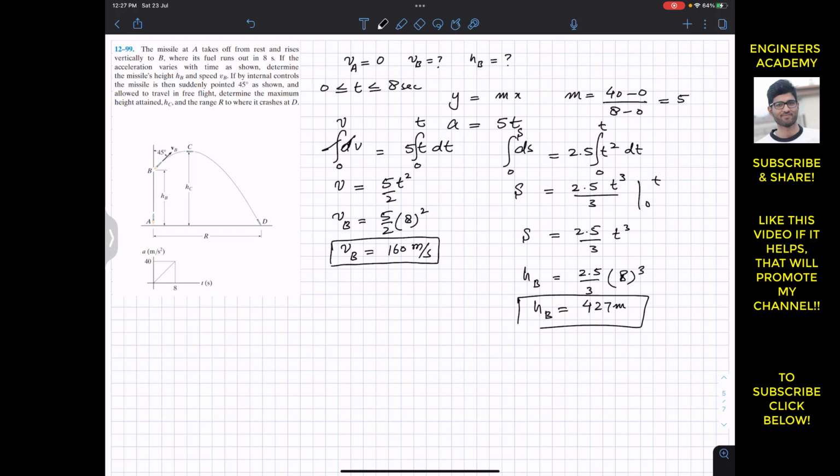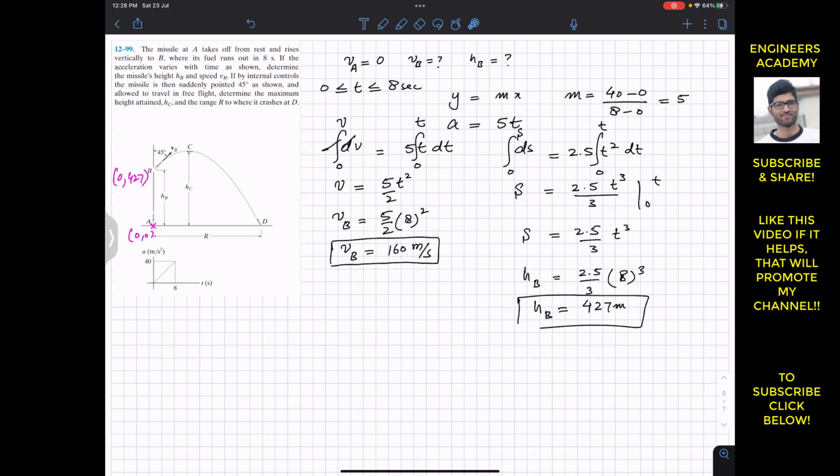So now let's say this is my origin of the Cartesian coordinate system. At point A we have the origin. So then the coordinates of point B are 0 and 427, since this HB is 427. So the missile is at the origin along x, but it has traveled a distance in the vertical direction, which is 427. So the coordinates of point B are 0, 427. Now we have determined VB and HB.